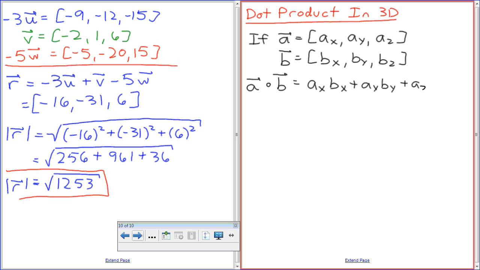Yeah. Now I don't have a fancy cosine law proof like I did in 2 dimensions, but it's the same thing. We're just going to add the components together. That's all we're going to do, right?